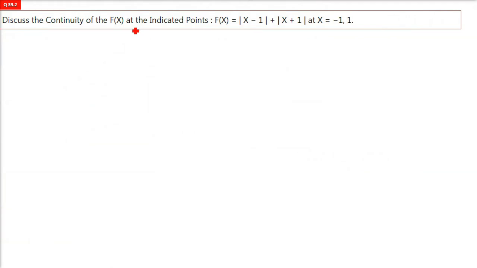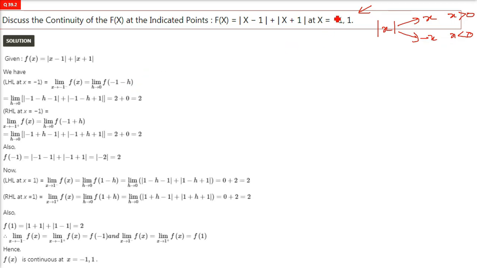Discuss the continuity of f(x) at the indicated points. Now these points are -1 and 1, and function is also given, and it includes the modulus, that is the absolute value. Absolute value means if you have modulus of x, it will be positive x if x is greater than 0. It will be negative x if x is less than 0. So this you have to keep in mind. Let us check at -1 and 1.